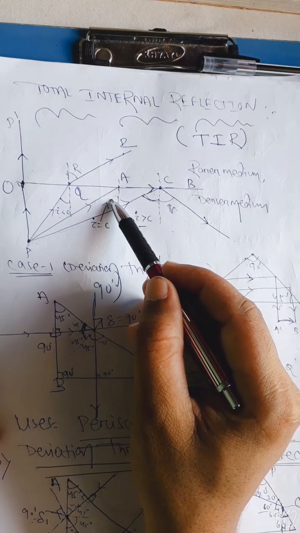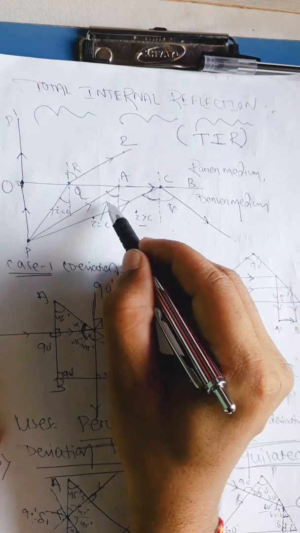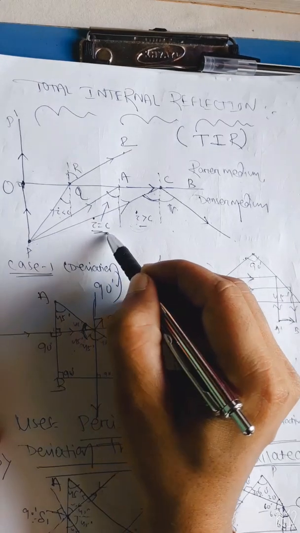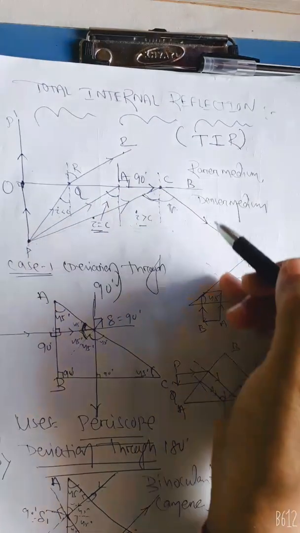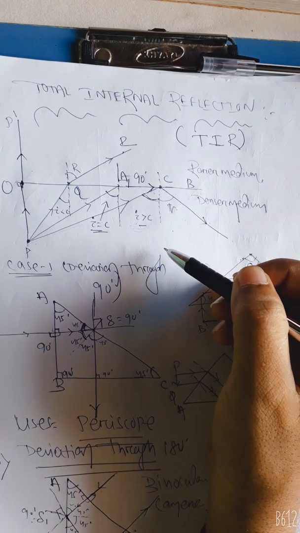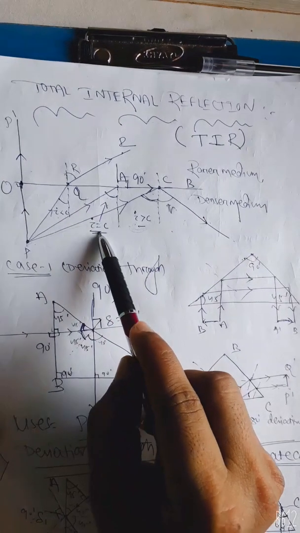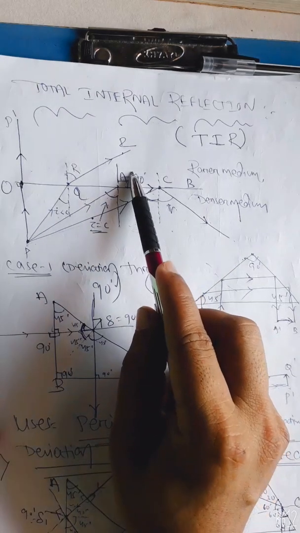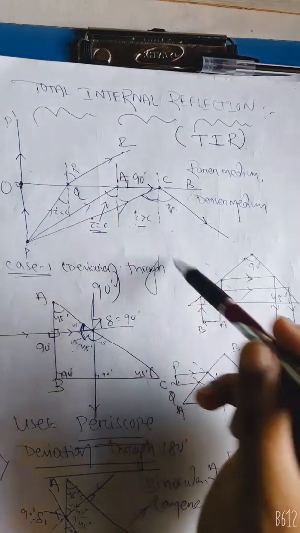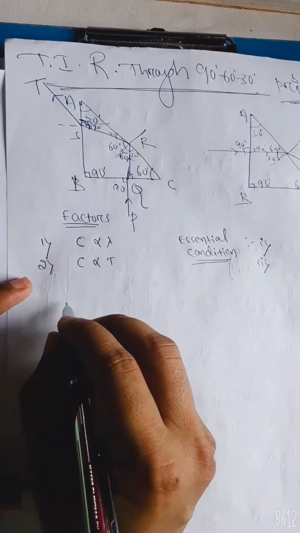What do you mean by critical angle? The critical angle is the angle of incidence in the denser medium at which the angle of refraction in the rarer medium is 90 degrees. Once again I want to repeat: the critical angle is defined as the angle of incidence in the denser medium at which the angle of refraction in the rarer medium is 90 degrees. Now there are some points to remember about the critical angle.